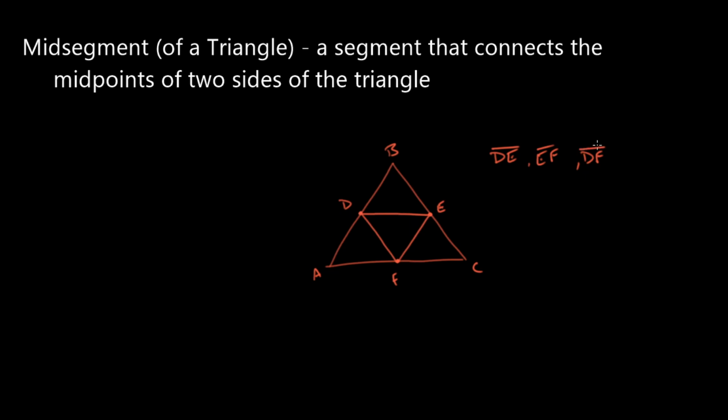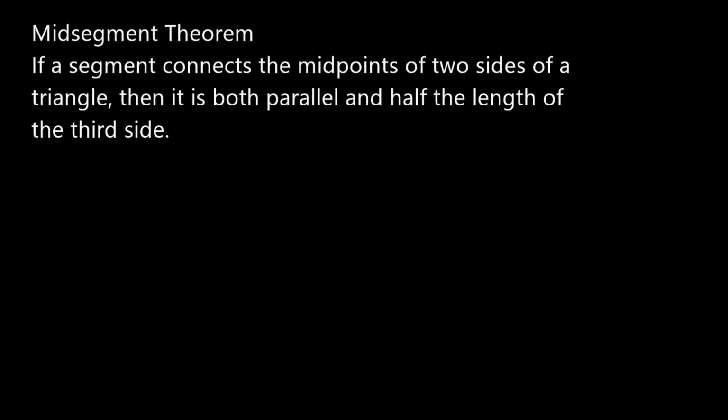So this is just one of the segments I can find within a triangle. It's the midsegment. It has this property that it divides the sides that it connects into two congruent parts. However, that is not the only property that it has. The other property is actually a theorem, and what it says is this. The midsegment theorem says that if a segment connects the midpoints of two sides of a triangle, so if it's a midsegment, then it is both parallel and half the length of the third side.